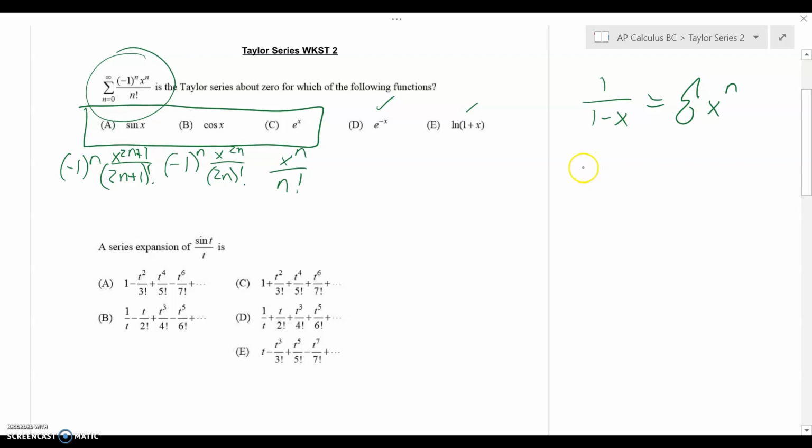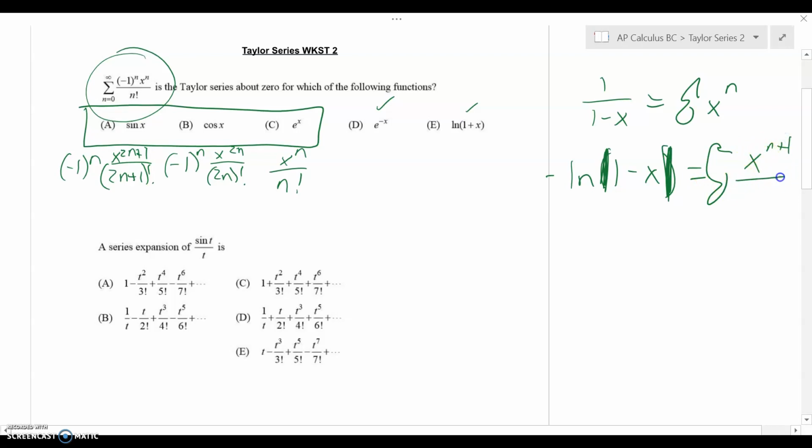If you integrate both sides of this, you get the negative ln of 1 minus x, technically with absolute value bars there. We integrate this side, and we get, that is a rough summation, x to the n plus 1 over n plus 1. And when we do that, we get something that does not have a factorial on the bottom. And so there is no factorial in that one, which allows us to toss out option E.